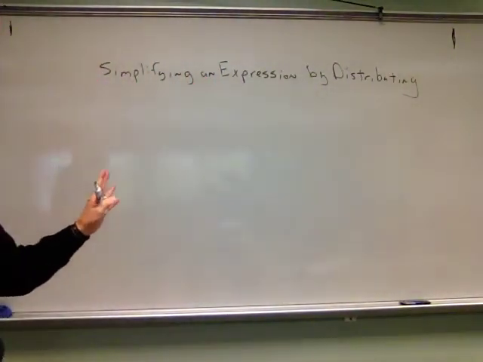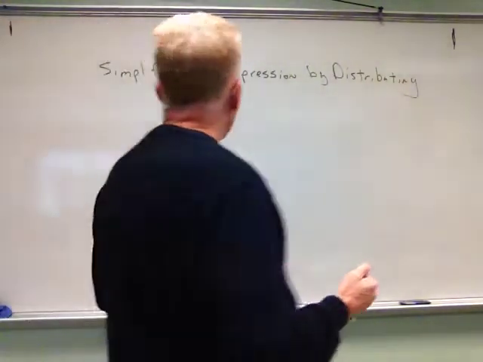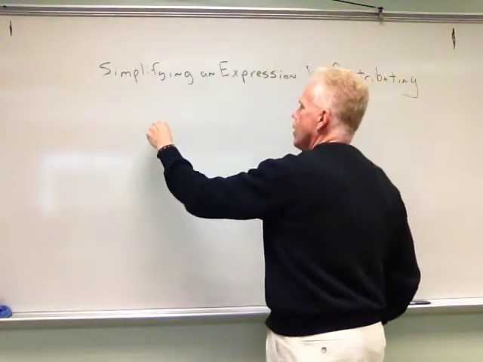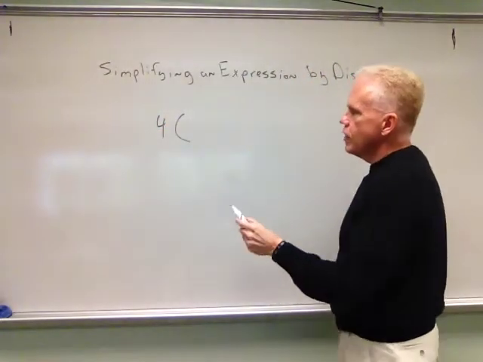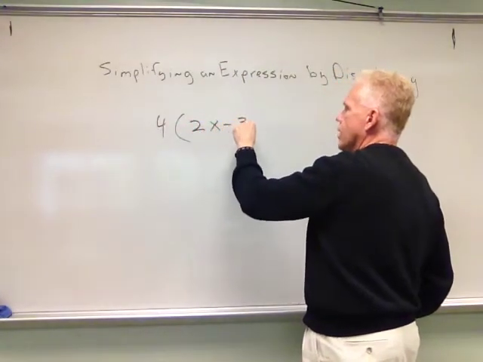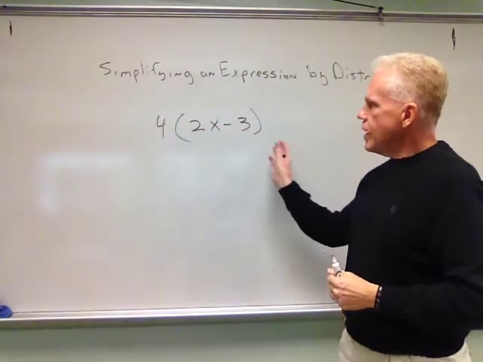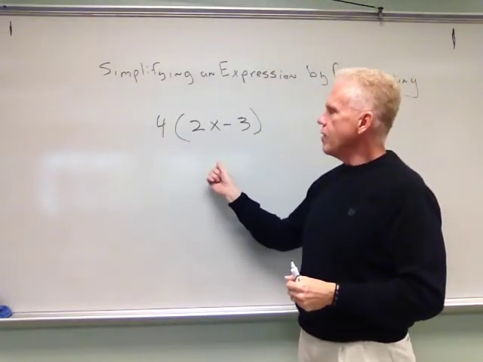Now, it's probably best if I give you an example of this. That's going to be the easiest way for you to see it. Let's start off very simple. Let's start off with 4 and then a parentheses, and let's throw an expression in here like 2x minus 3. So this is an algebraic expression, okay? And so we want to simplify this.